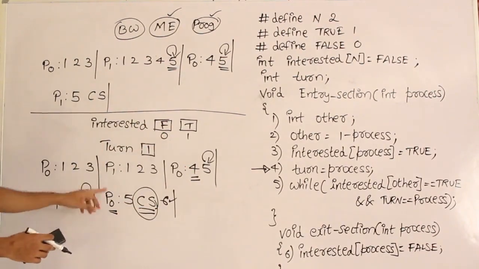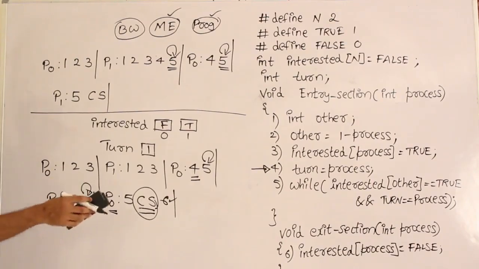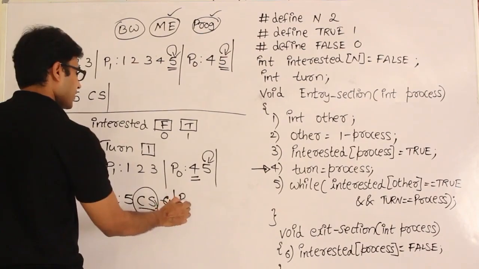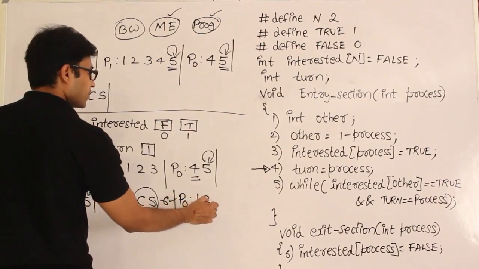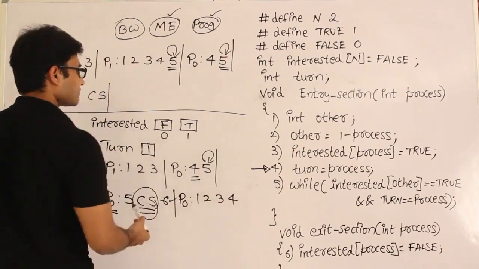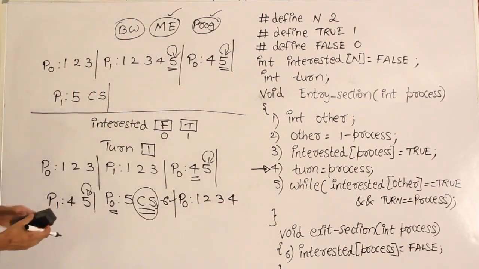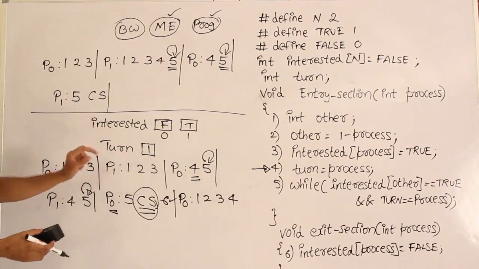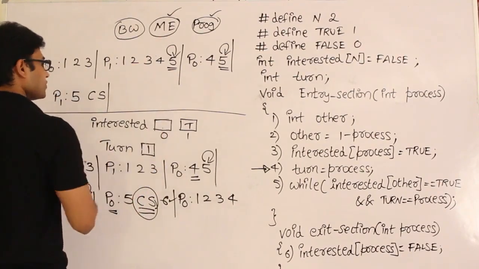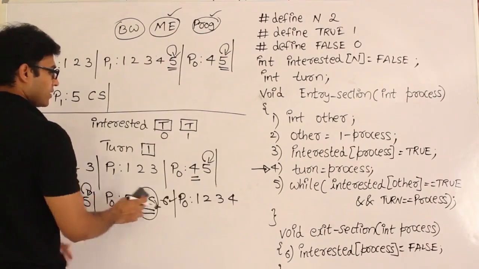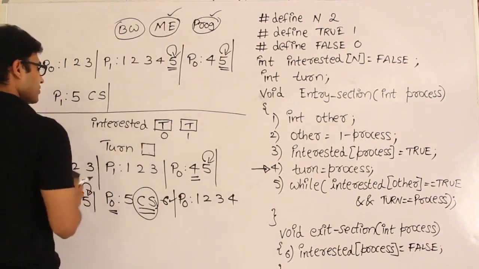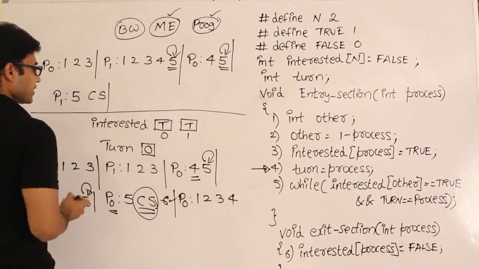And assume that P0 again is interested in getting the critical section. Let's see what happens now. Now P0 will again execute line number 1, line number 2, line number 3, and line number 4 again, right? Then what happens? Lines 1 and 2 say that P0 is interested, which means interested of 0 is true. Fine. And then lines 3 and 4 say that turn is P0, which means it wants to get into the critical section, right?